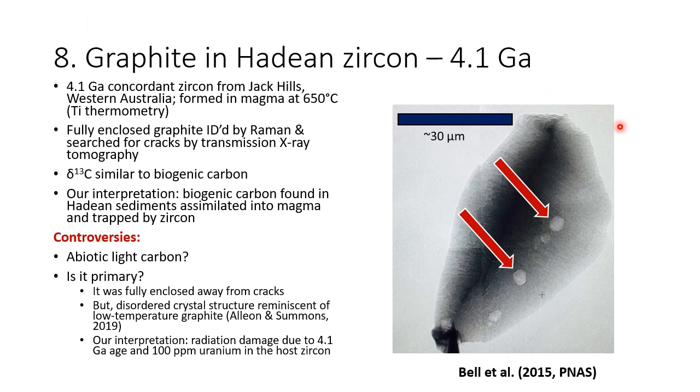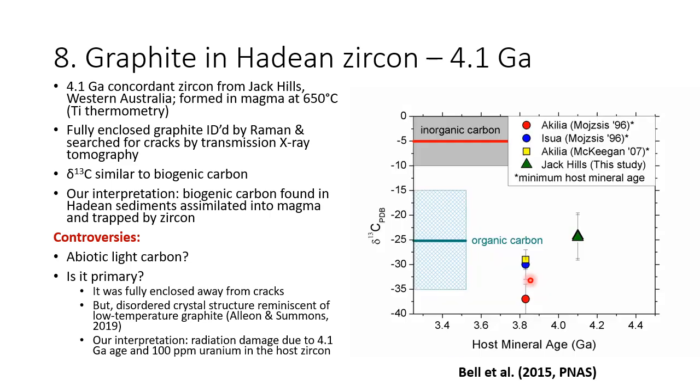What we are looking at here is a 4.1 billion year old zircon originally grown in a magma, and it contains two inclusions of graphite, which are isotopically light, shown here, and it is consistent with what we see for kerogens throughout geologic history. So we interpret this as a biogenic carbon assimilated into a magma, which was trapped by our zircon. Now, this is a controversial result.